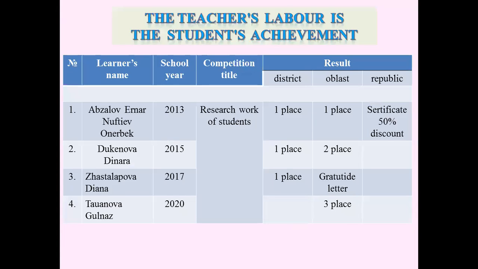For example, scientific research work of students. I have been working for five years with my pupils in this direction, and we had such results as you see on the screen. This year, my pupil Taiwanova Gulnaz has chosen the theme in the direction of literature, about Emily Dickinson, an American poet. And now we have a good result. We have taken third place at the oblast level.